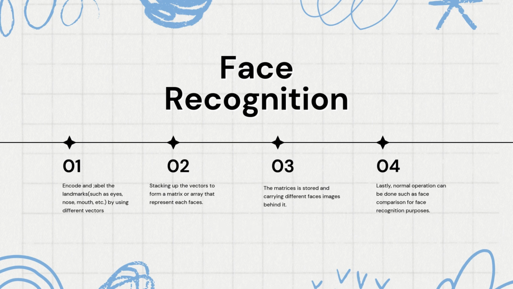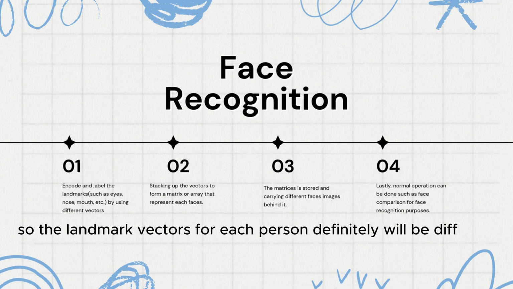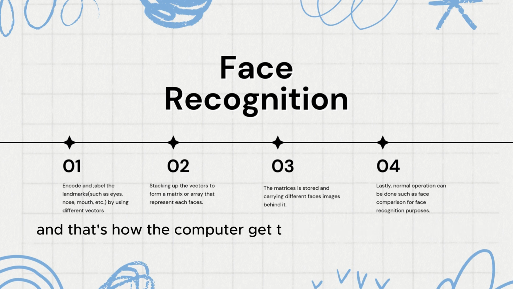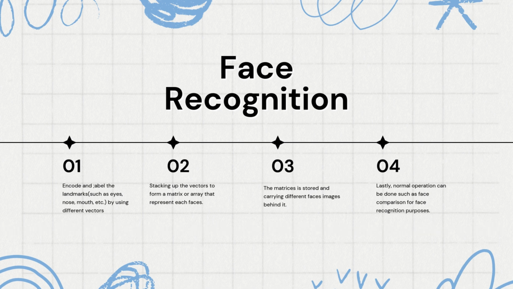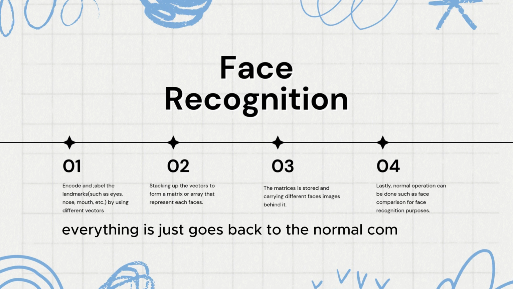In this case, the objects detected by the system are humans' faces. So the landmark vectors for each person definitely will be different, and that's how the computer gets to differentiate each person by their face, because of the matrix that is formed by different vectors. After these main steps, everything just goes back to normal comparison.